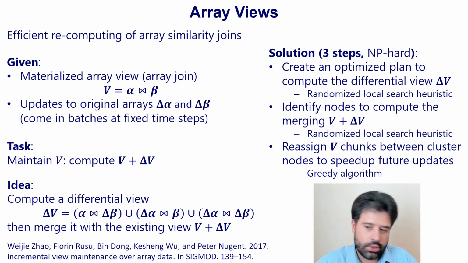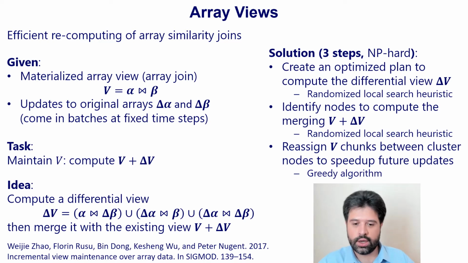How to efficiently recompute array similarity joins. For two arrays, a materialized view is their similarity join. Updates to these arrays, namely delta beta and delta alpha, come in batches at fixed time steps. The task is to maintain the materialized view, and the core idea is to do this indirectly. First, compute a differential view and then merge it with the existing view.